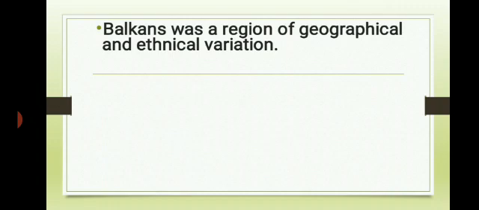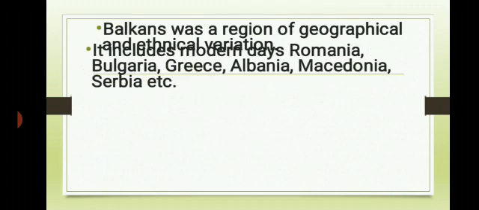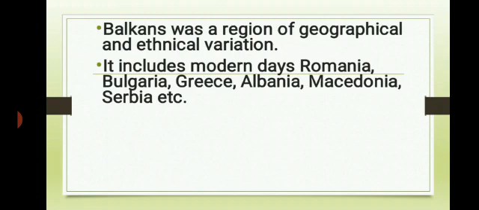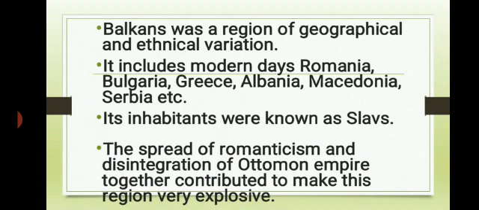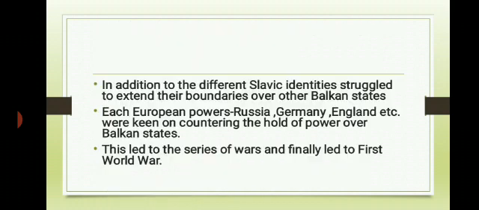The Balkans had geographical and ethnic variations. It includes modern-day Romania, Bulgaria, Greece, Albania, Macedonia, Serbia, etc. Its inhabitants were known as Slavs, and the spread of Romanticism and disintegration of the Ottoman Empire together contributed to make this region very explosive. In addition to different Slavic identities struggling to extend their boundaries over the Balkan states, each European power like Russia, Germany, and England was competing for power over these states. Every powerful country wanted to snatch some part of this area and make their country larger and bigger in size. This led to a series of wars, and finally led to the First World War.